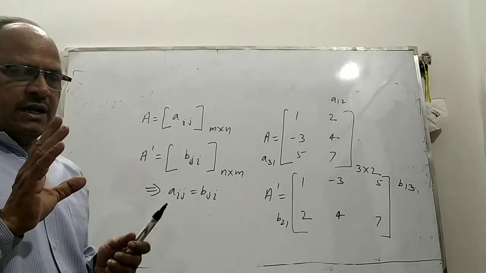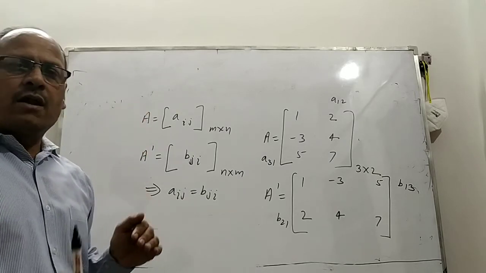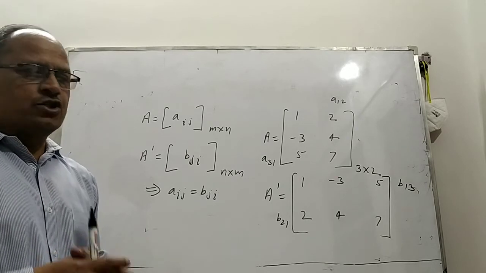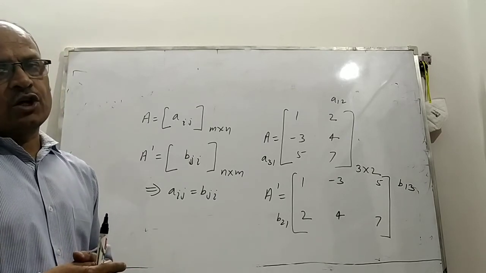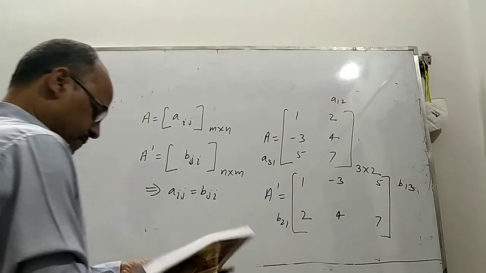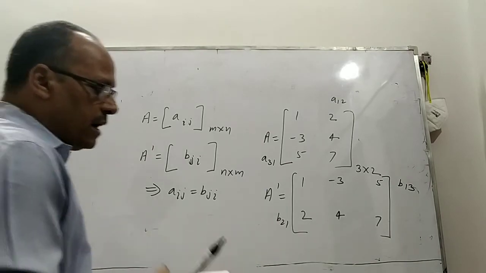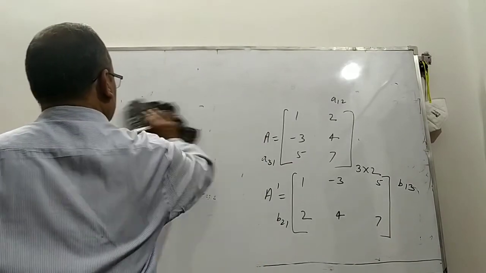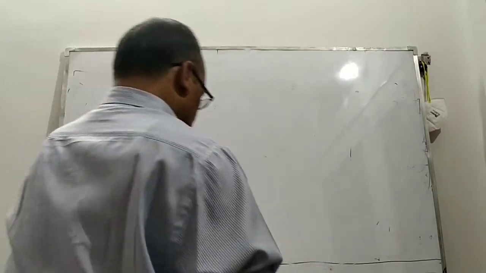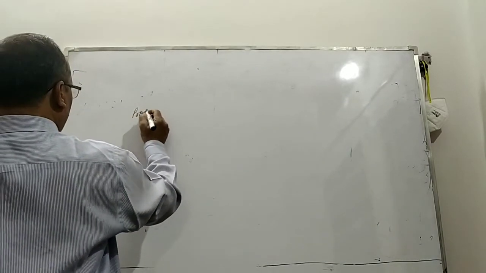Now, it is the easiest way. How can we remember? Row will be changed into the column and column will be changed into the row. If the order of the matrix is given as 3 cross 2, the order of its transpose will be 2 cross 3. It is very easy to remember. Properties of transpose.